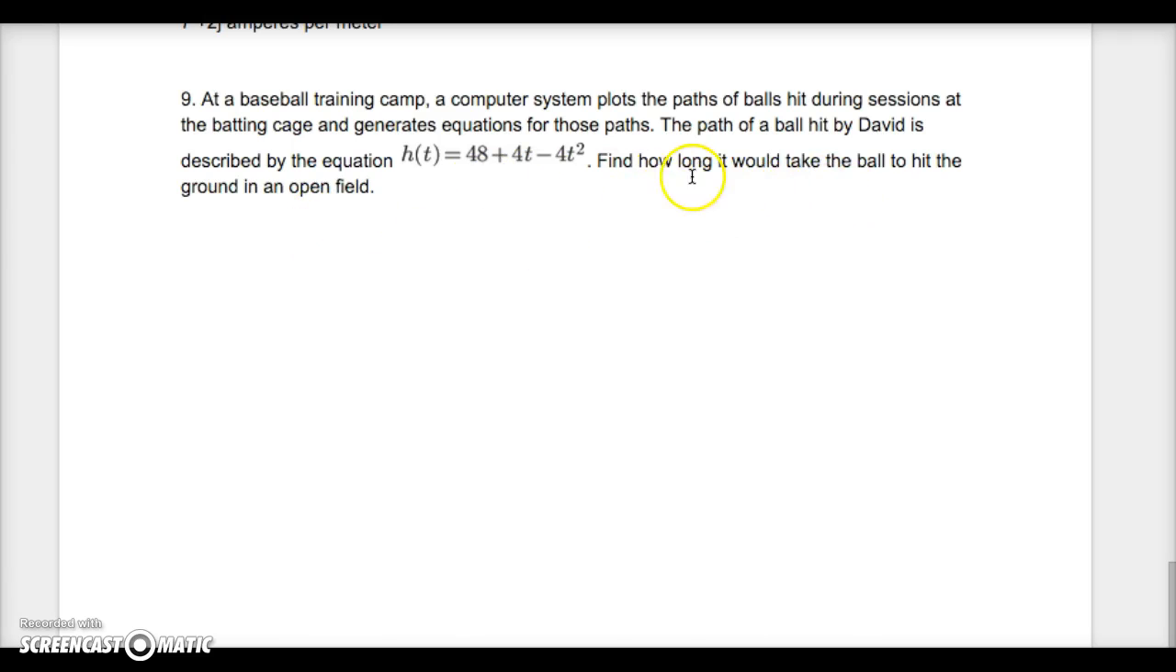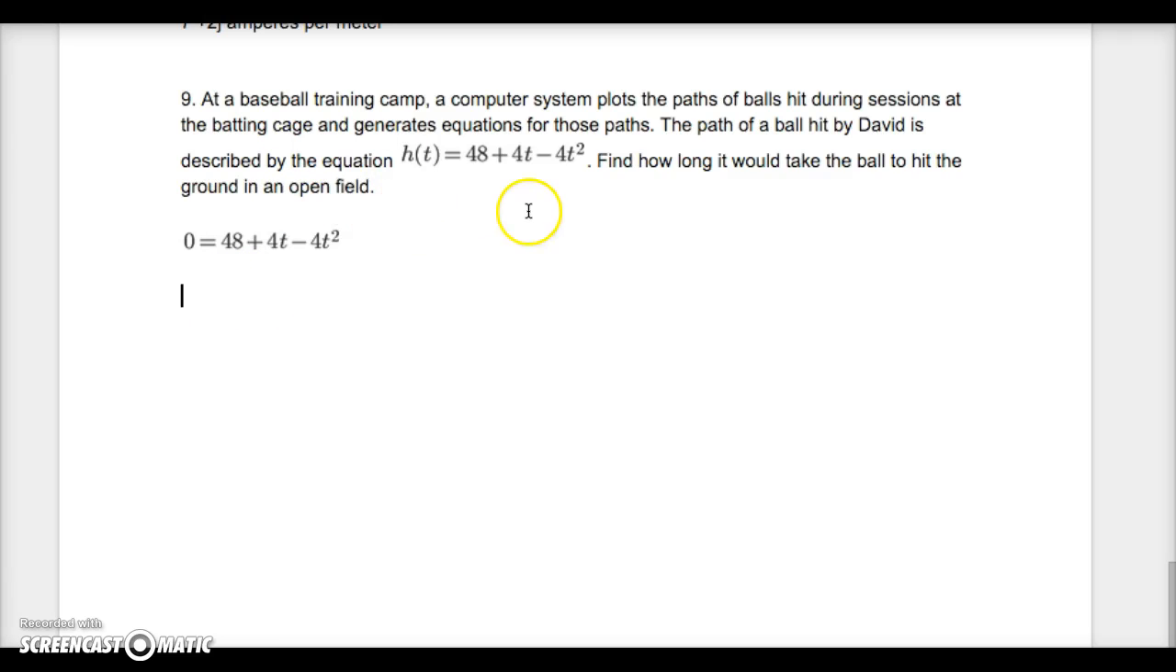When the ball hits the ground, the height of the ball is 0. It's on the ground. So all that's going to say is 0 equals 48 plus 4t minus 4t squared. You're just replacing h of t with 0 because the height is 0 when it hits the ground. Then you need to come out here and find your a, b, and c.